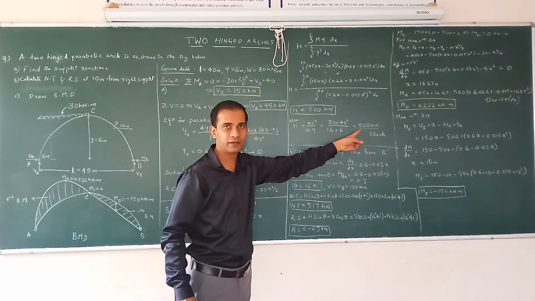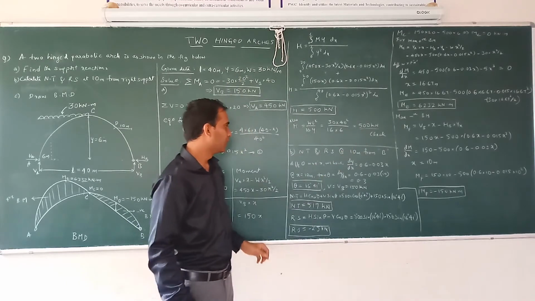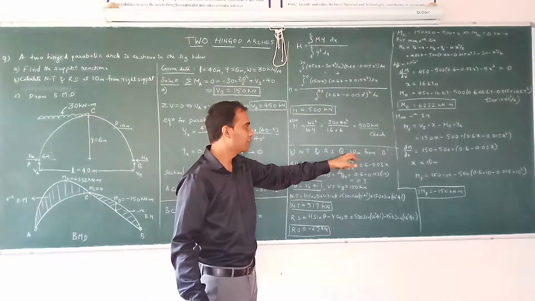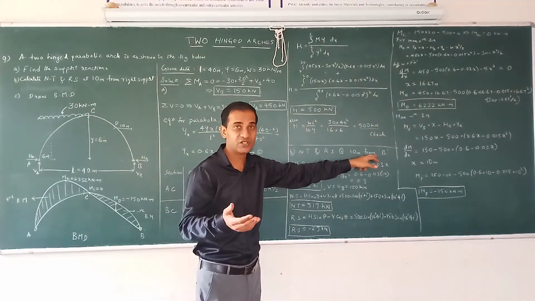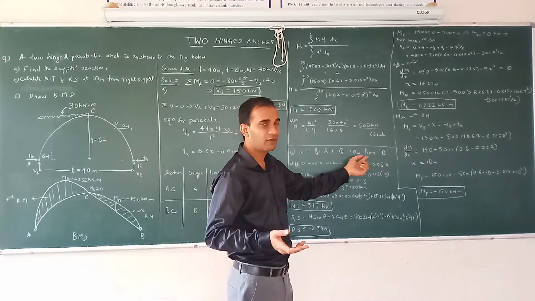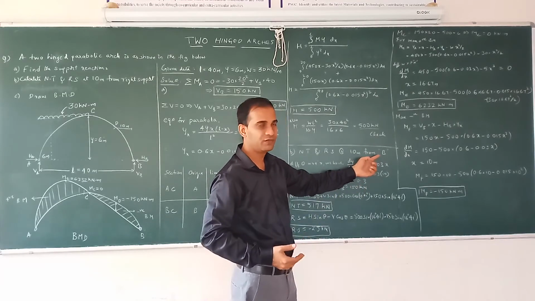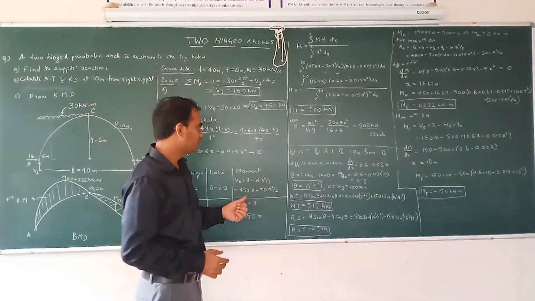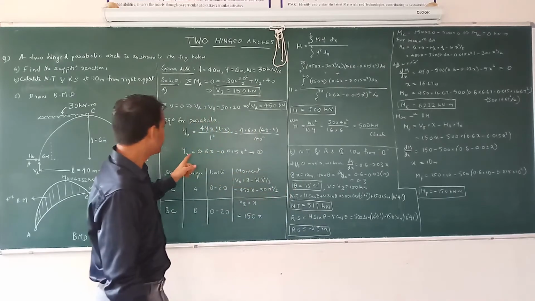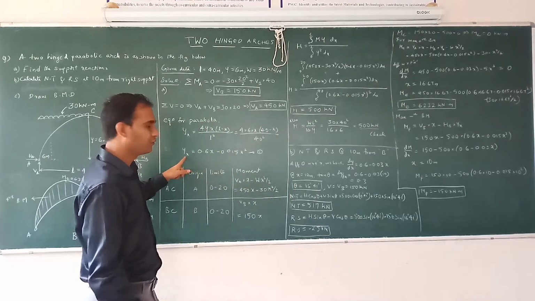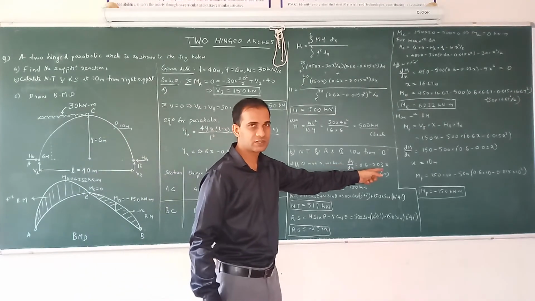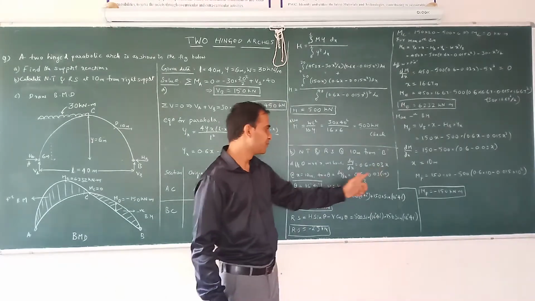Now coming to part B, we have to find the normal thrust and radial shear. It is asked to calculate normal thrust and radial shear at 10 meters from the right support. The right support is B here. So first we have to find theta: differentiate y with respect to x. We get dy by dx is 0.6 minus 0.03x. At 10 meters, substitute x equal to 10 meters.